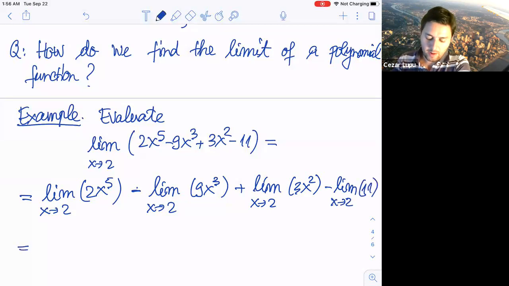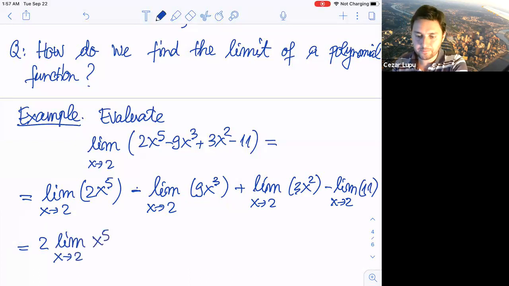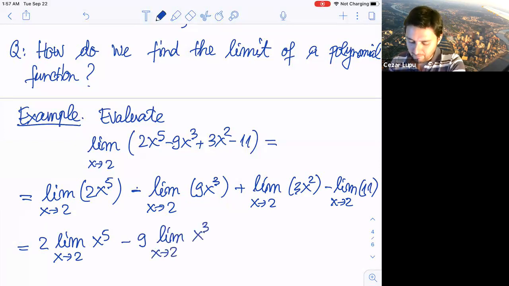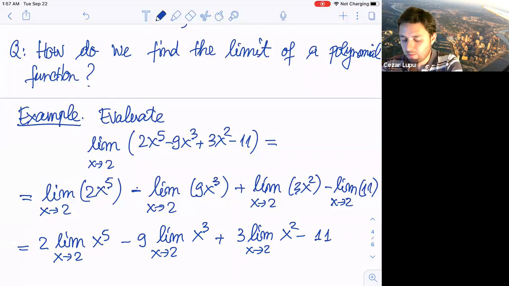Now, as you can see, we have the constants, so we'll take them outside the limit. So this will be 2 times the limit as x approaches 2 of x to the 5th, minus 9 times the limit as x approaches 2 of x cubed, plus 3 times the limit as x approaches 2 of x squared, minus, and the limit of this will be 11. So let's write this, right? Because here we apply the constant rule. All right, so we apply the multiple by a constant rule.